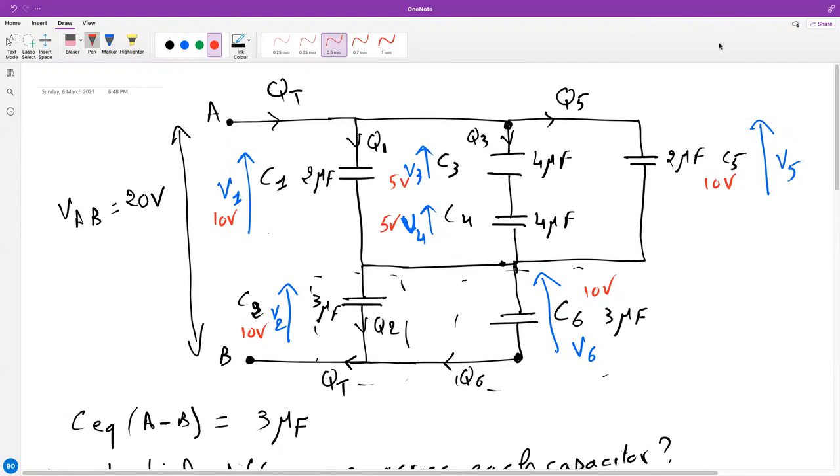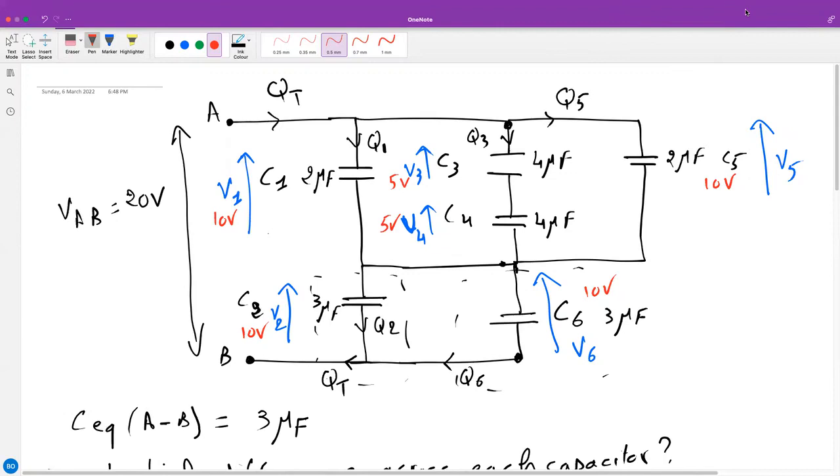So this is for now, and I will try to do more exercises on this in the next session.